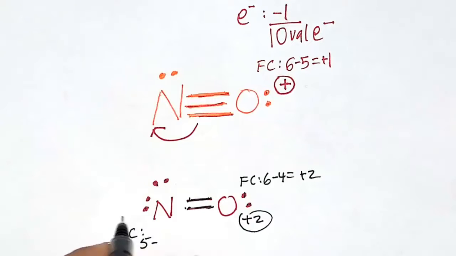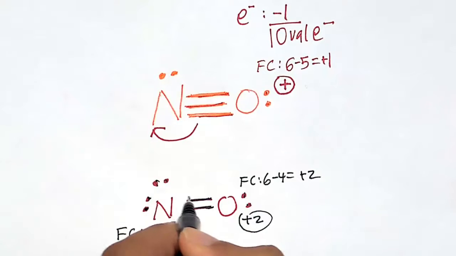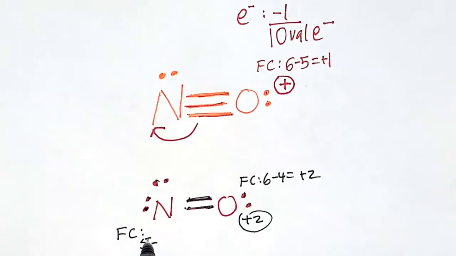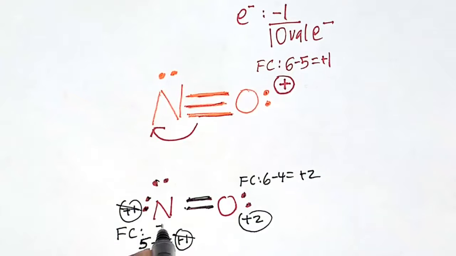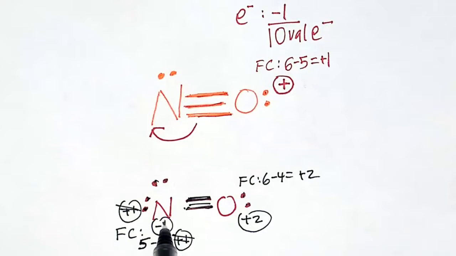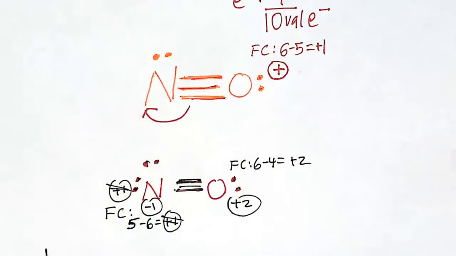Nitrogen happy at 5. So again, let's do the nitrogen formal charge. 1, 2, 3, 4, 5, 6. Nitrogen happy at 5. 5 minus 6 is minus 1, excuse me. I apologize for that. So again, 1, 2, 3, 4, 5, 6. Nitrogen happy at 5. 5 minus 6 is minus 1. So plus 2 and minus 1 is your plus 1 here. But this is not a good Lewis structure.